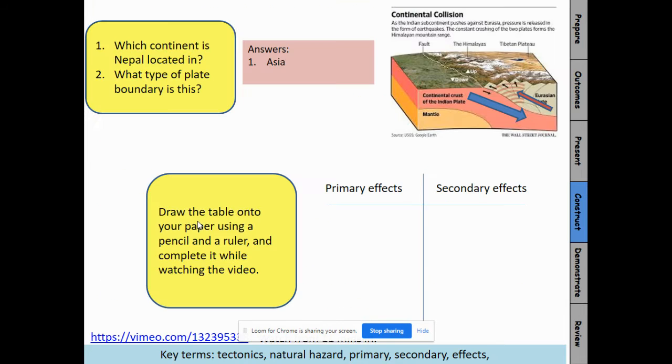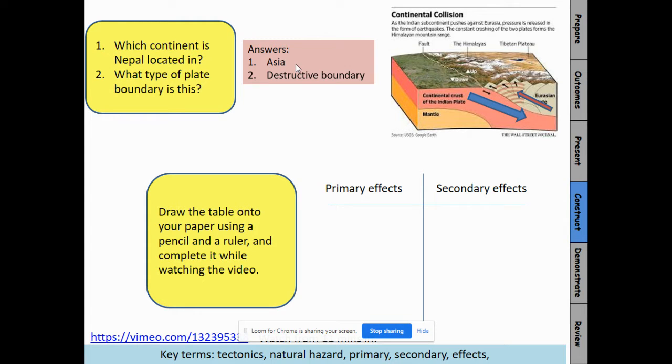Oh, my answer's already come up there, unfortunately, for the continent one. So the continent that Nepal is in is Asia. If you didn't get that, then unfortunately, Miss Montgomery is not fantastic with her animations. What type of plate boundary is that? Well, we've just said it's a destructive boundary.